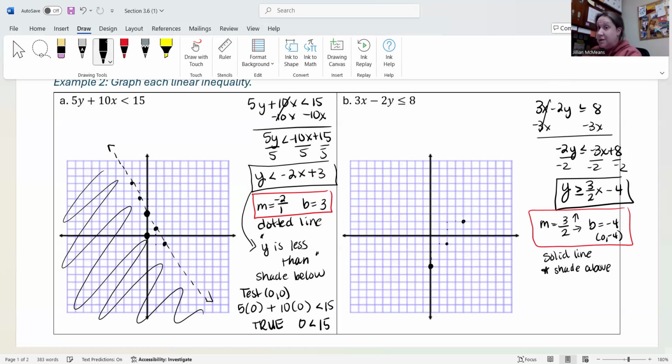I could also, instead of going up 3 and to the right 2, go down 3, but then I have to go to the left 2. Either way, I'm on a line. Double check before you connect. Do we want a solid line or a dotted line? In this case, we do want a solid line.